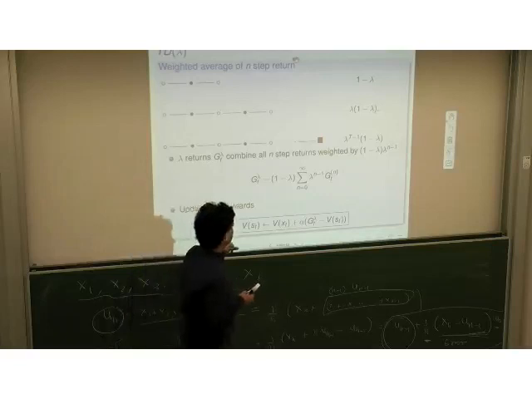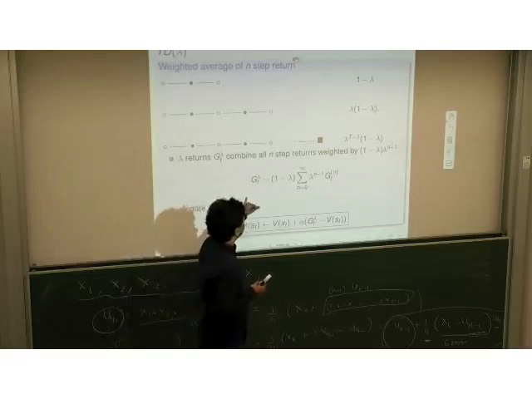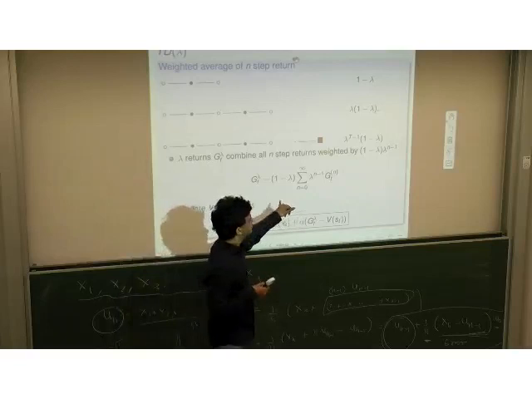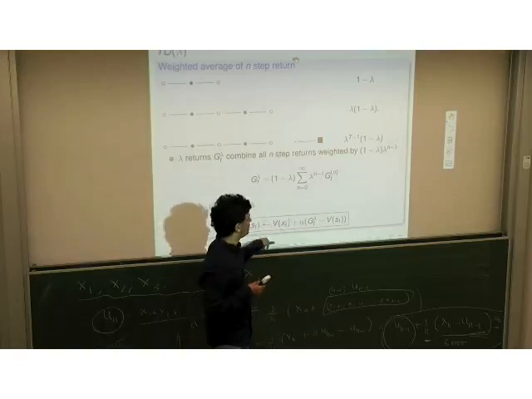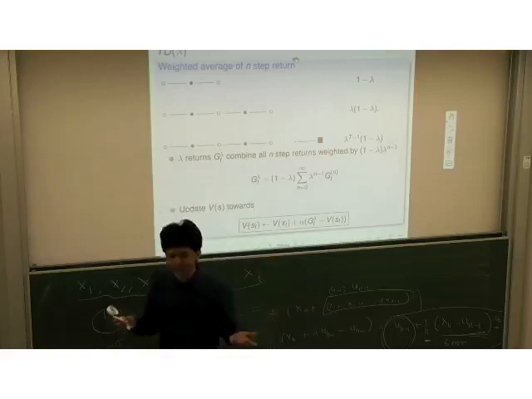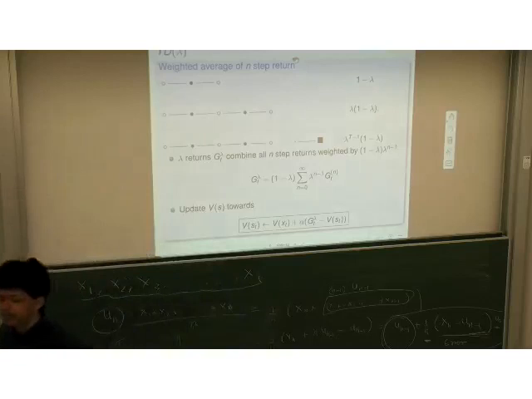So here, now you make the new guess as a combination of all your old guesses multiplied by some weight, and you try to update your value depending on this lambda parameter by this guess. So lambda is a parameter between 0 and 1. If I put lambda equal to 0, what will happen?